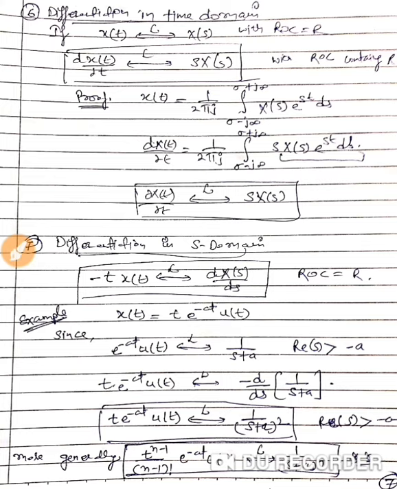The next is differentiation in time domain. It is also a very important property, which will be used in differential equations to get the function in time domain. If x(t) is a continuous time function and X(s) is the Laplace transform with ROC R, then the Laplace transform of the first derivative dx(t)/dt will come out to be s multiplied by X(s). That is, we get a function which is a multiple of the complex variable s into X(s). Here we can see the proof also.